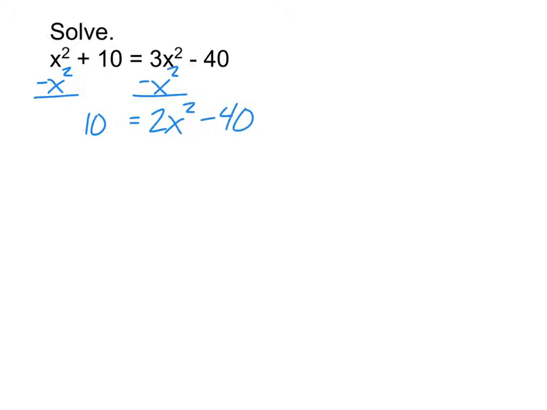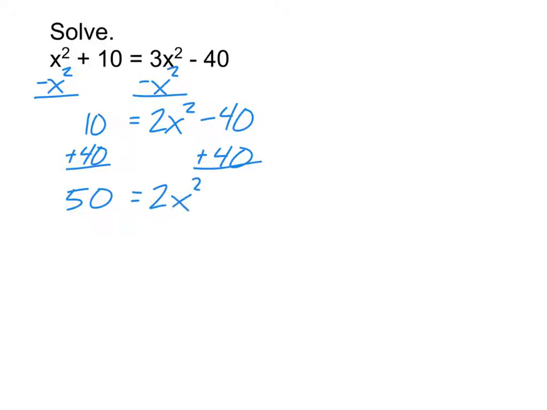Having done that, my next step really is prescribed for me. I have to now get rid of the minus 40, moving it to the other side. In order to get rid of the minus 40, I'm going to add 40 to both sides. So we now have 50 equals 2x squared.